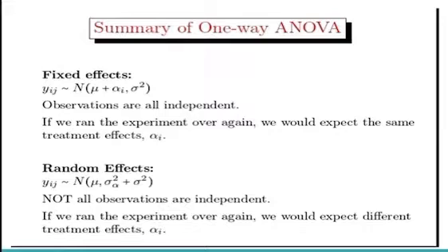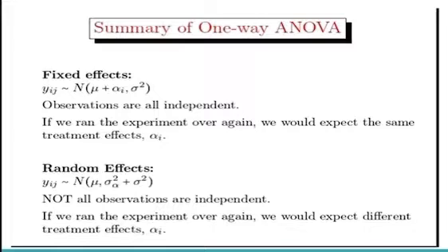But when you talk about the random effects, we are going to have not only the variance of the error, we're also going to have the variance of the treatment effect. And that's why you see Yij distributed with mean mu and variance sigma squared alpha plus sigma squared.